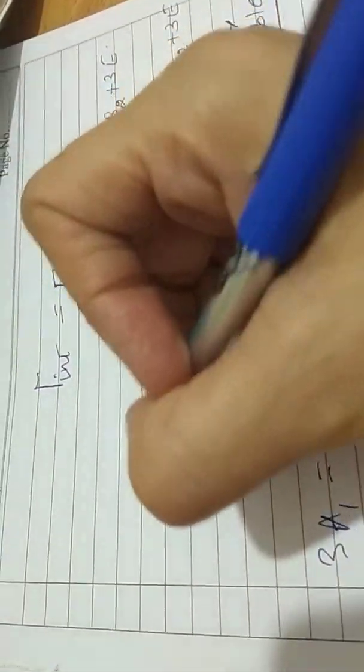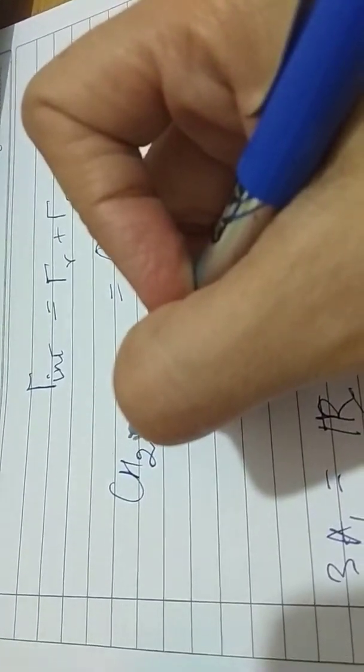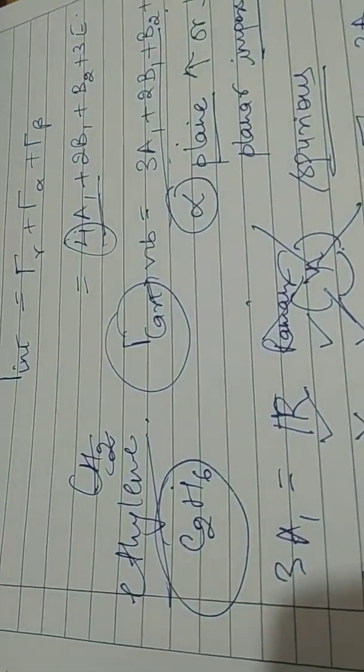Similarly, I'll give you this question in the assignment also, but I want you to try this ethylene molecule. Okay, try this, you will get some spurious modes in this also, C2H6. Okay, that's all for this video.